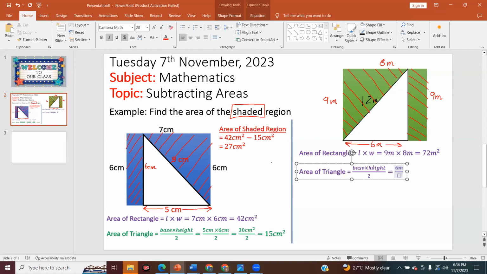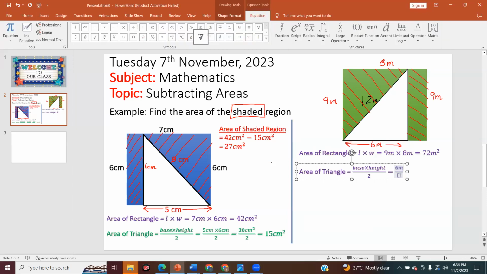Now, what is the height of the triangle, Namaya? Would it be 12? No, that's not the height. That's the hypotenuse. The height is going to be this side. That's the height, always. So what's the length of that side? The length of that side is 9 meters. Very good. It's 9 meters.